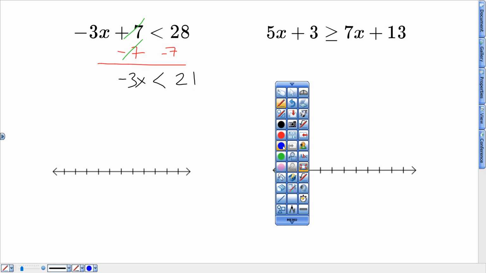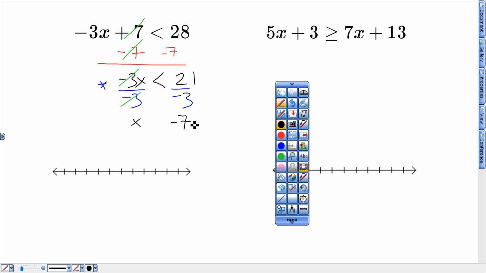Right here, the opposite of timesing by negative 3, dividing by negative 3. And that's the key step right there. When you're dividing by a negative number, this side used to be negative, and now it's nice and neat, positive x. And over here, it used to be positive 21, but when I divide by a negative, it flips it to negative 7.